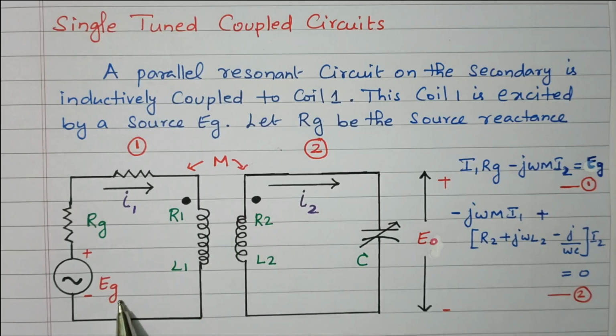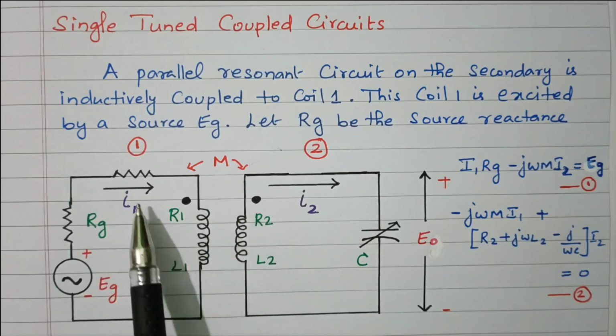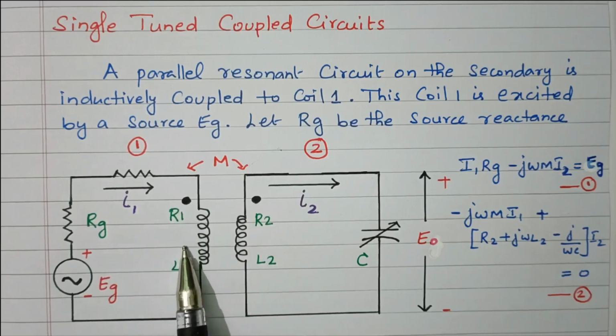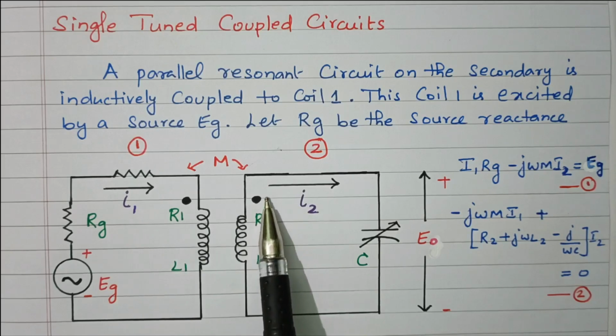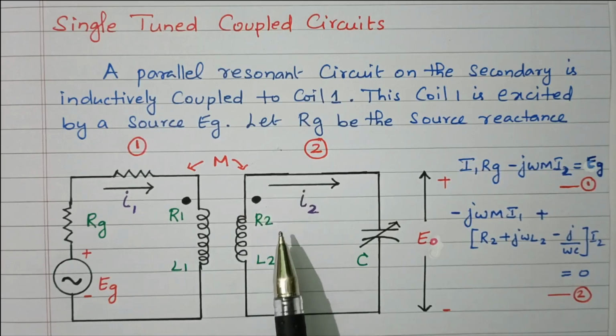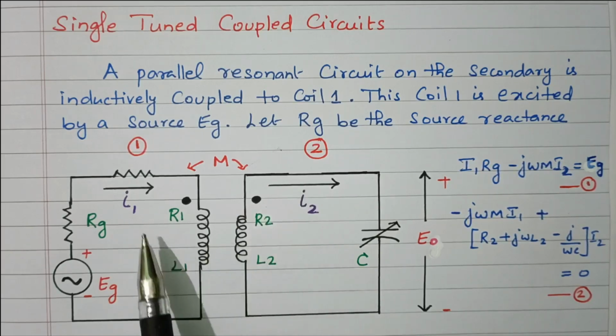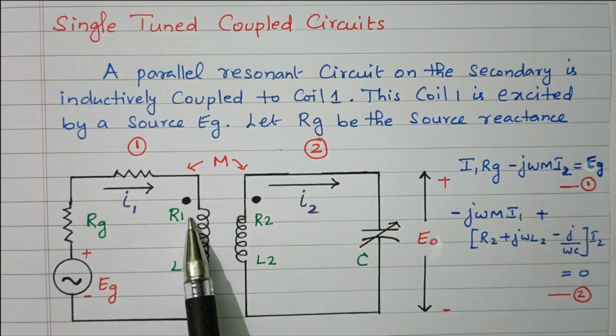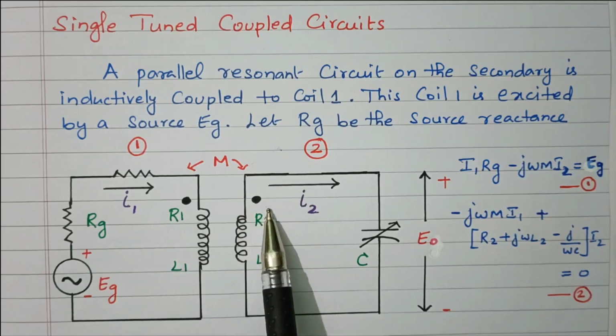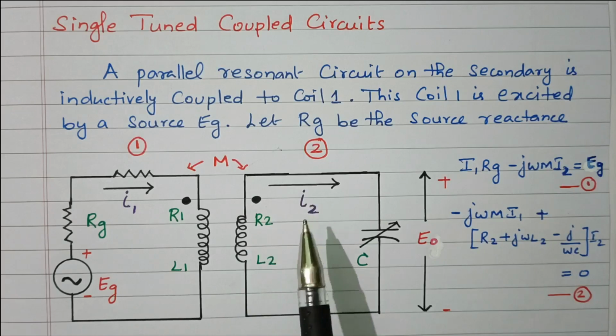EG is the source, with source resistance RG. The dot is available here. See the dot: the current enters at the dotted end in the first coil. Similarly, the current leaves the dotted end in the second coil. So both are different. Current enters coil 1 at the dotted end, and current leaves the dotted end in coil 2.